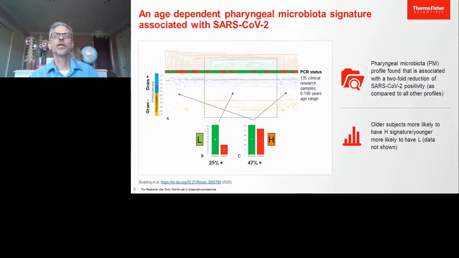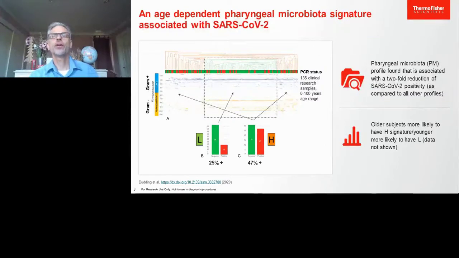And in addition, data that's not shown in this slide indicates that older individuals were actually enriched for this H signature, which poses the question whether there is an age-dependent pharyngeal microbiota signature that has an increased susceptibility.